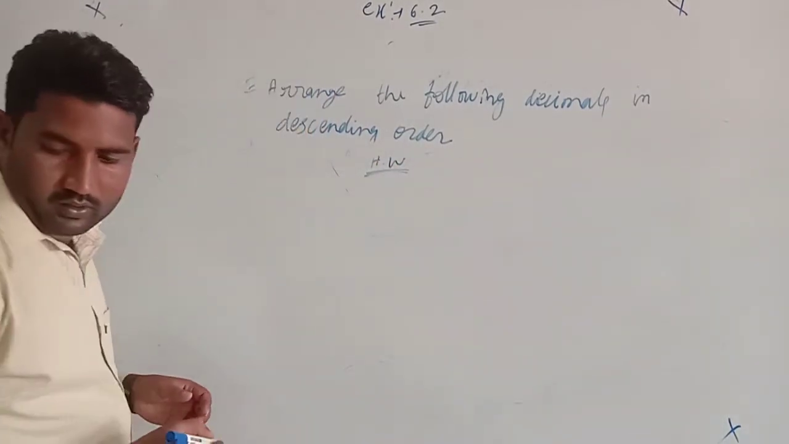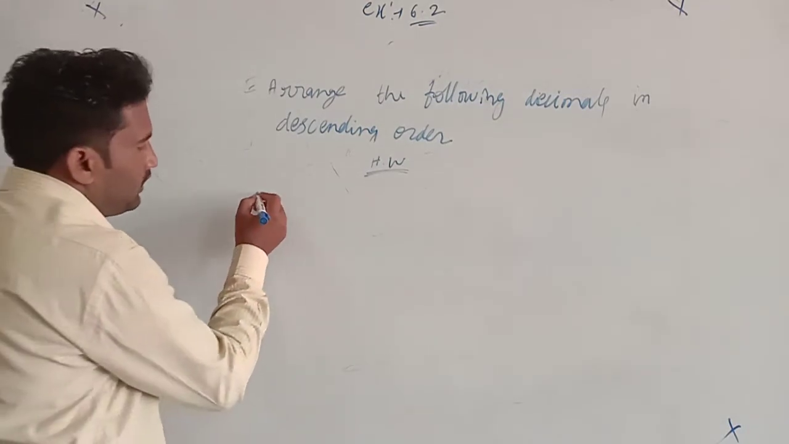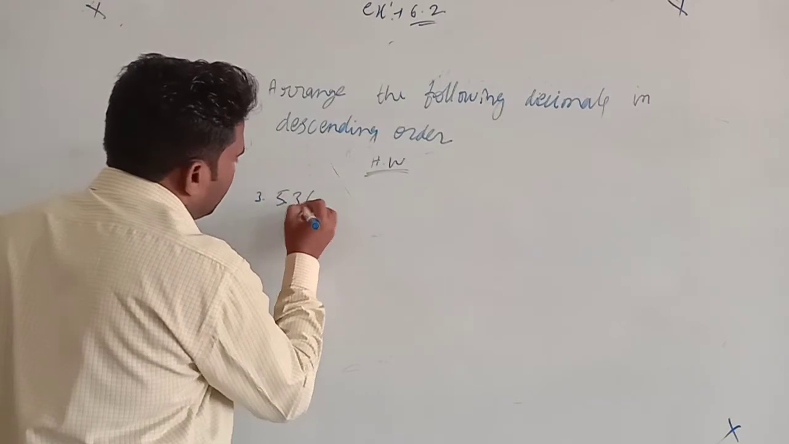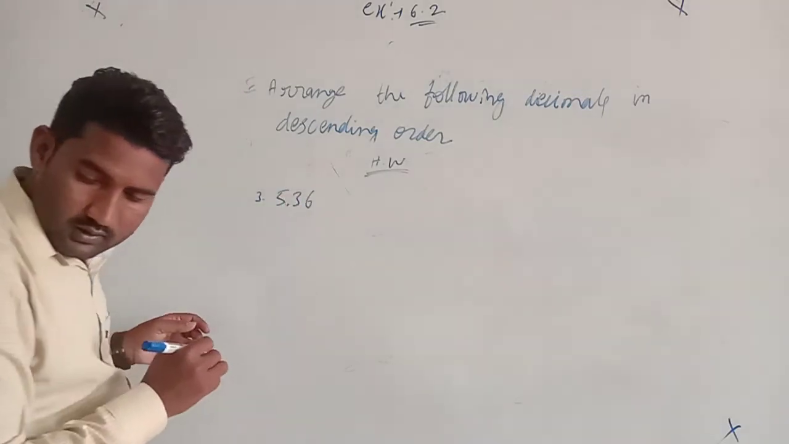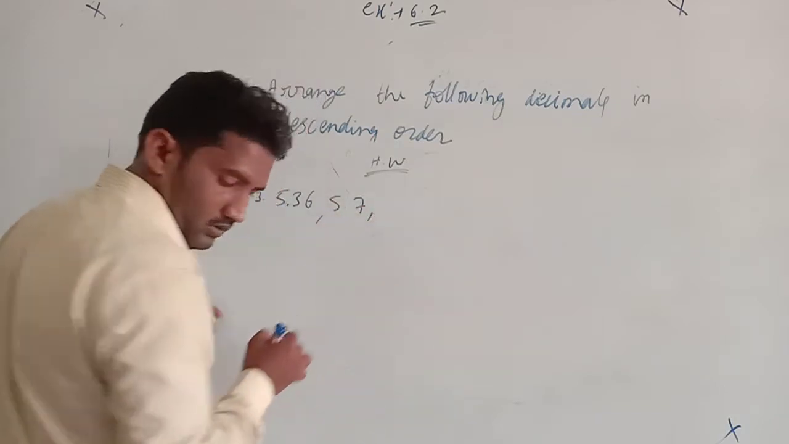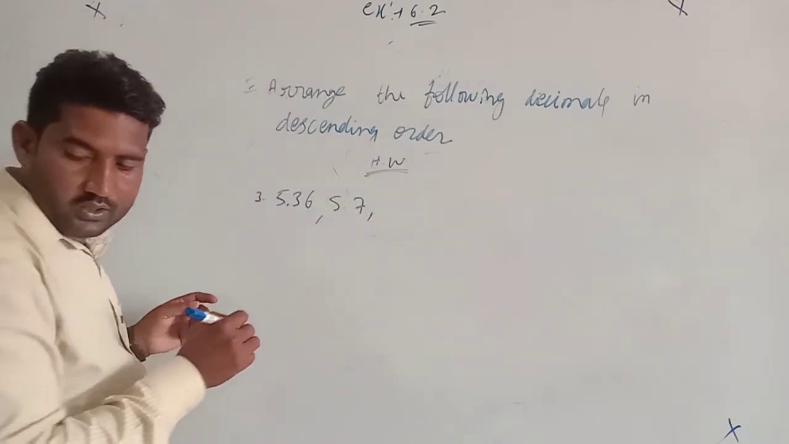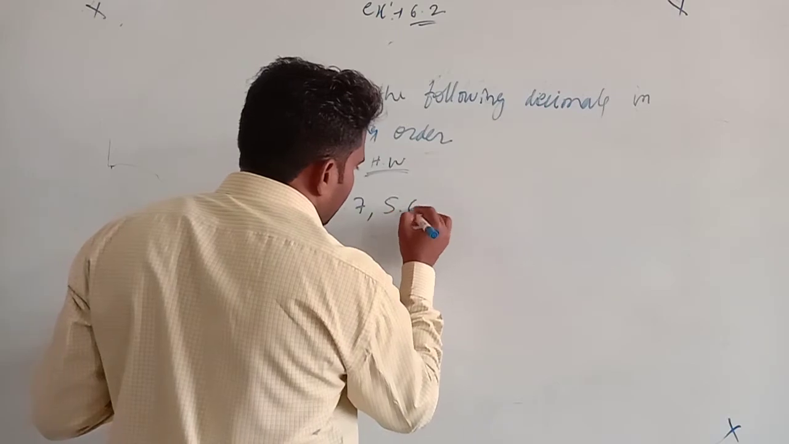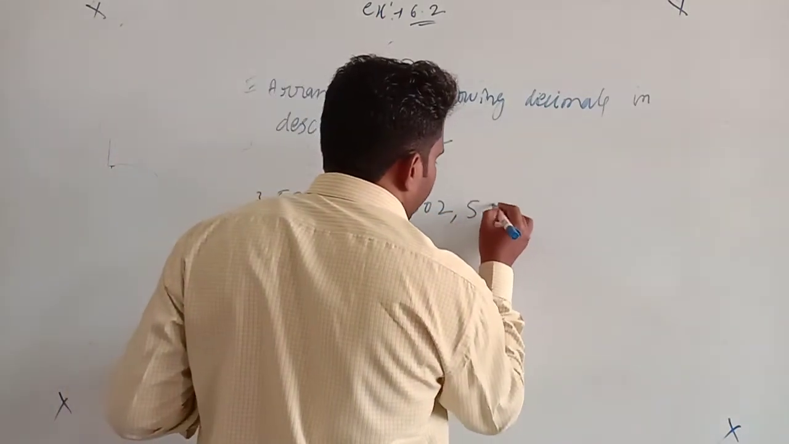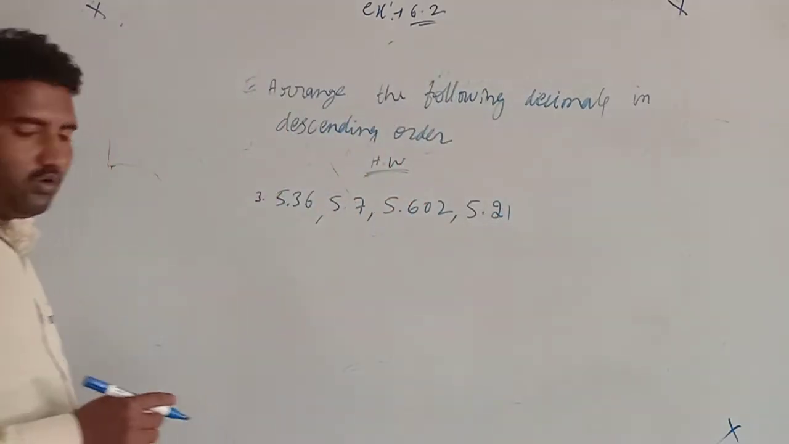Third one for homework. 5.63, 5.7, 5.602, next 5.2. So this one for homework.